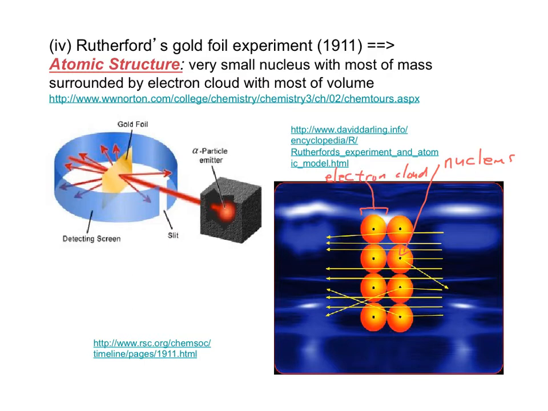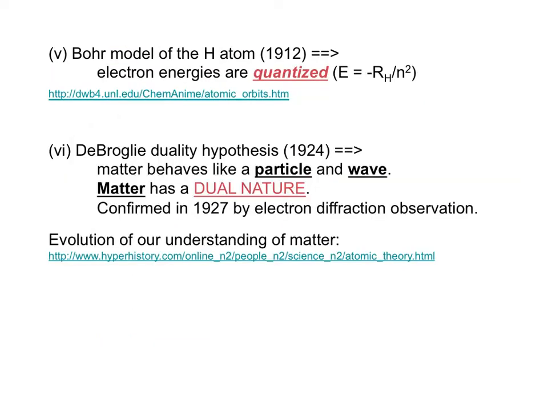No one was able to calculate or predict the emission lines in the hydrogen emission spectrum until the physicist Niels Bohr came up with a model in which he assumed that the energy of an electron in the hydrogen atom is quantized. And de Broglie thought that if light, which is a wave, can behave like a particle, maybe matter, which is a particle, can behave like a wave.